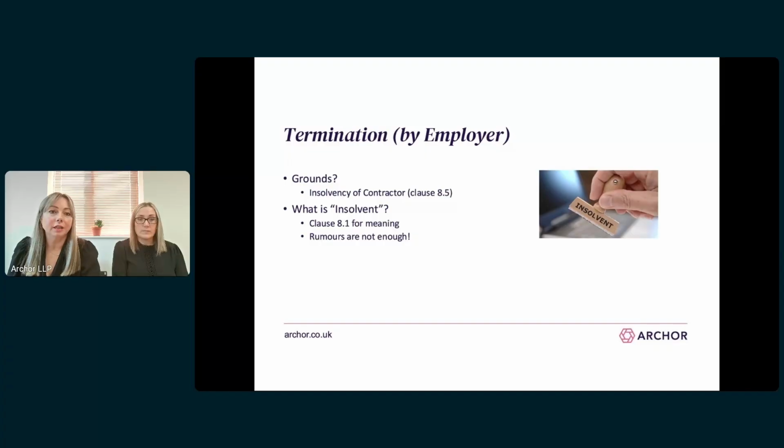Now, there is another ground for termination by the employer, which is the insolvency of the contractor, and this is dealt with by clause 8.5 of the JCT D&B. Now, the definition of when a contractor becomes insolvent is set out in clause 8.1 of the contract, and the key thing here is that the contractor must have entered into one of these insolvency events before the employer can terminate. Now, this is really key.